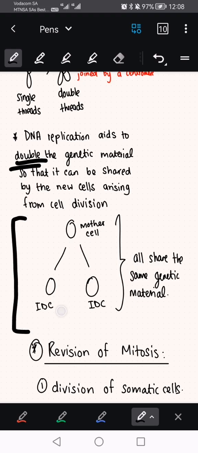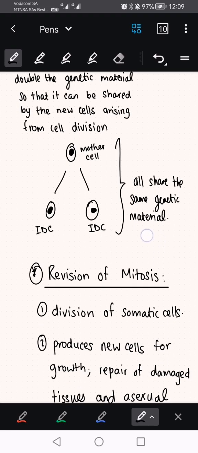Right? This is a similar understanding to meiosis, but DNA replication is there to ensure that the mother cell and the identical daughter cells, IDC, identical daughter cells, share the same genetic material. That is the importance of DNA replication taking place, to ensure that all our cells share the same genetic material.